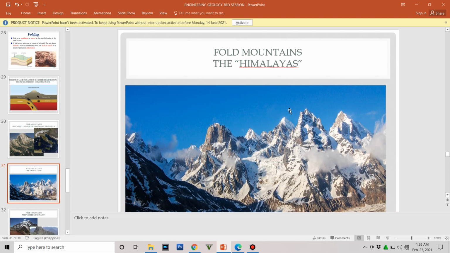And then another fold mountain is the popular Himalayas. The Himalayas stretch through the borders of China, Bhutan, Nepal, India, and Pakistan. So the crust beneath the Himalaya, the most towering mountain, yung pinakamataas sa buong mundo, is still in the process of being compressed. Okay? Until now, nako-compress yan. That is why patuloy pa rin siyang tumataas.